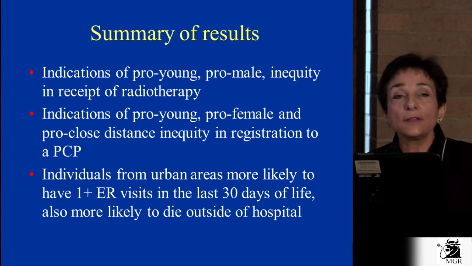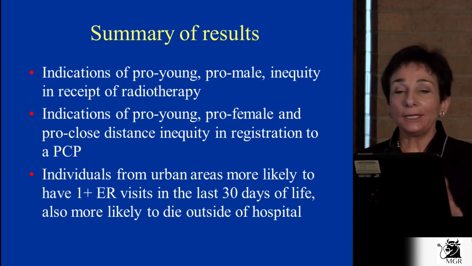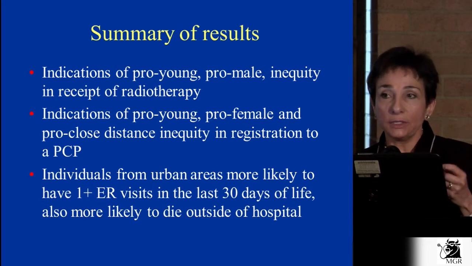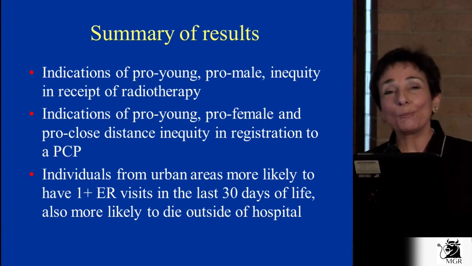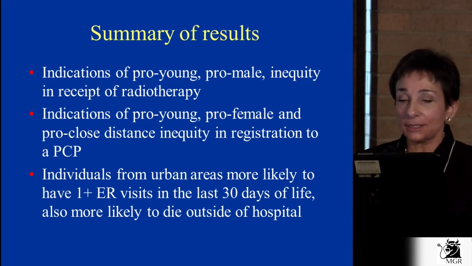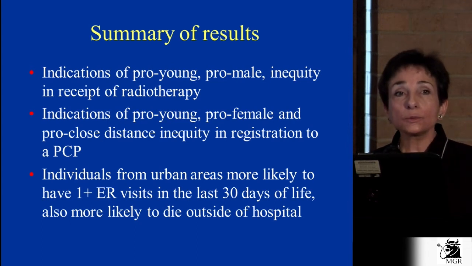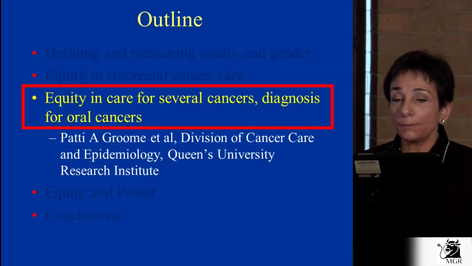And what he found was that there was an indication of a pro-young, pro-male inequity to receipt of radiotherapy. So younger individuals and males were more likely to receive appropriate radiotherapy. There were indications of pro-young, pro-female, pro-close distance to the cancer center with respect to primary care physician access. And individuals from the urban areas were more likely to have more than one emergency department visit in the last 30 days of life and were more likely to die outside of hospital. So those were some of the variations in the stratification factors that he found in Nova Scotia.